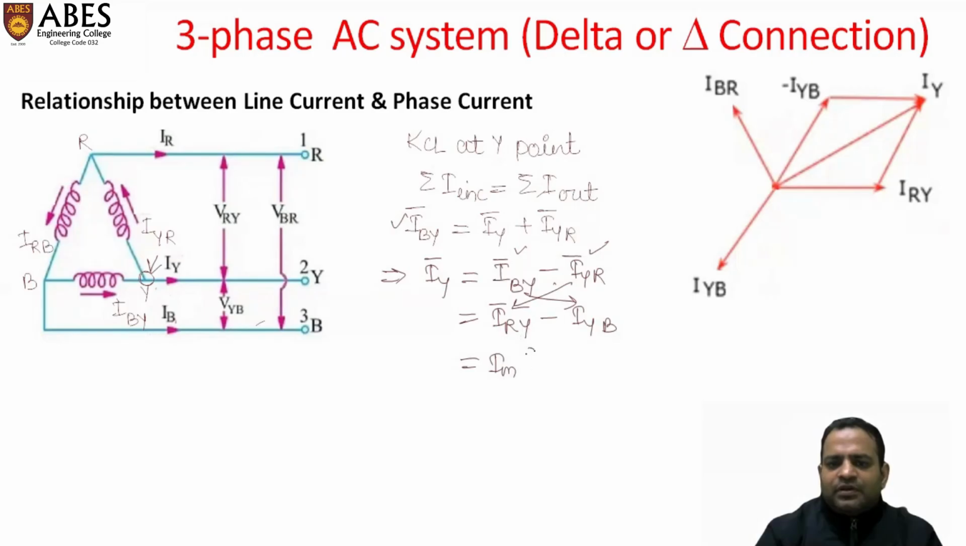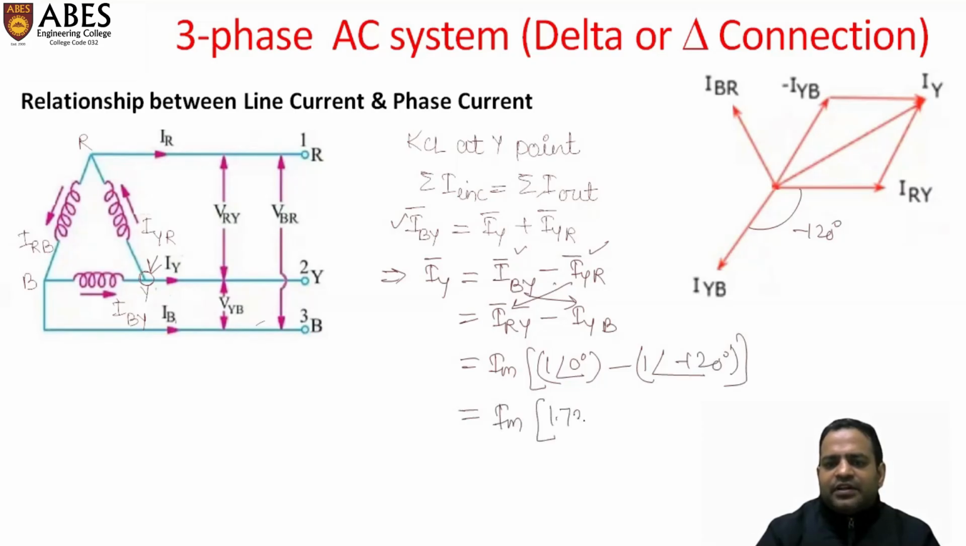Taking IM common, 1 angle 0 degree minus IYB, which is minus 120 degrees apart. So minus 120 degree. So what is the resultant? IM 1.732 at an angle 30 degree, as here.